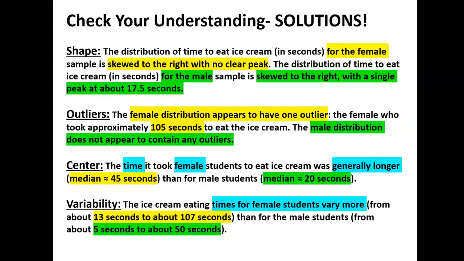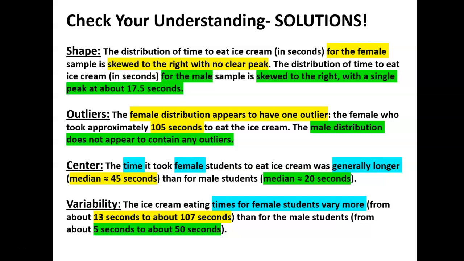Isn't that terrible? So either way, they did give us context and comparative language here. They said the time for female students to eat the ice cream was generally longer because the median was 45 seconds versus a male student's median from their data, which was 20 seconds. What did you do, dudes? You're going to get brain freeze.